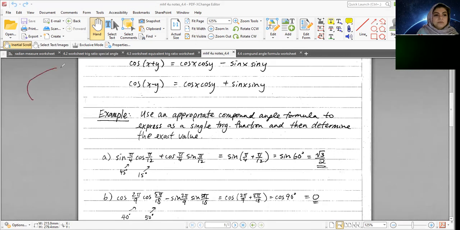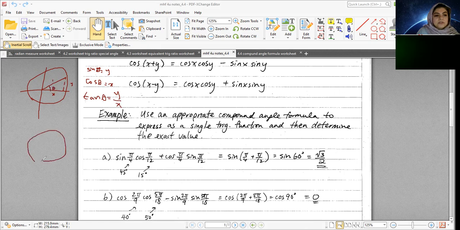I'm going to remind you in the unit circle, what did we do? Here is the y component, here is the x component, here is 1. We say the sine of angle theta is equal to the y component. Cosine of the angle theta is equal to the x component, so adjacent over hypotenuse. Tan theta is equal to what? Y over x, opposite over adjacent.